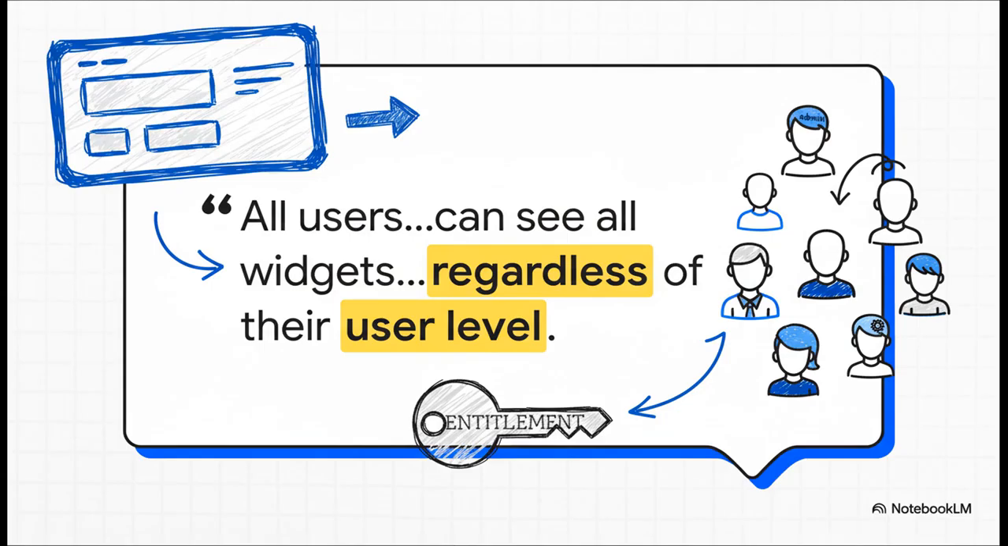Now you have to listen to this because it's a quote straight from the documentation, and it is super important. What it means is that when you share a dashboard, every single person with that key sees the exact same widgets and the exact same data. It doesn't matter what their normal user level is. This is amazing because it means everyone on the team is working from a single source of truth.